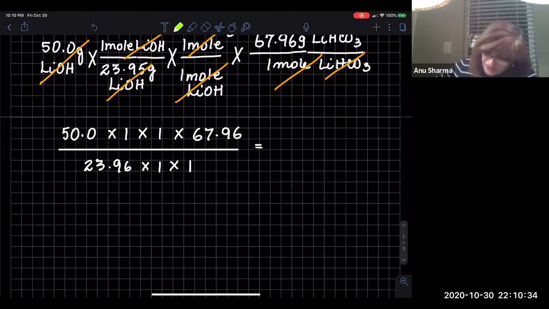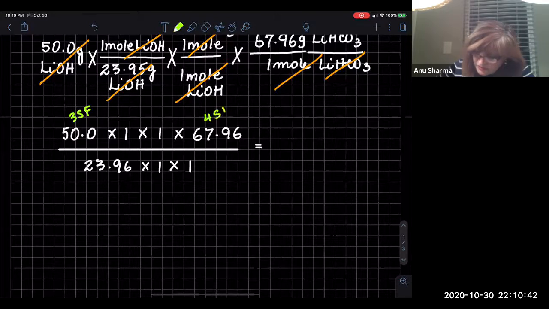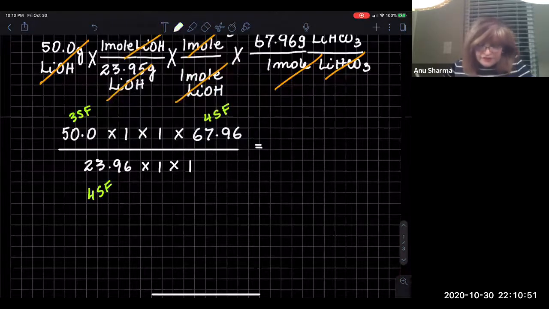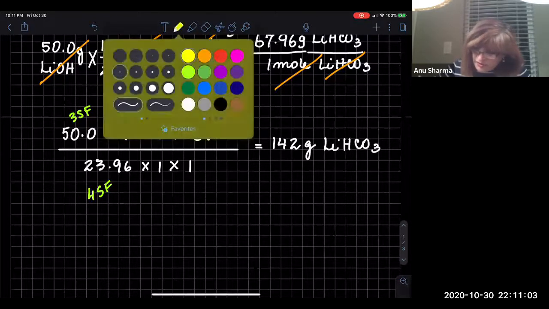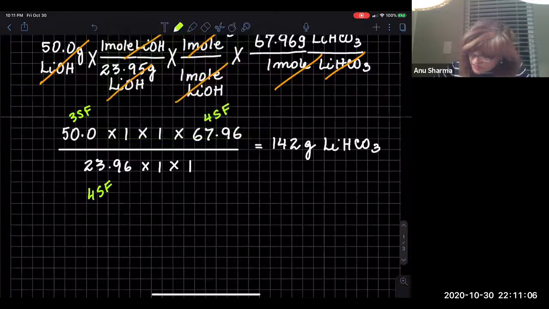So here we have three significant figures, and the ones you ignore. And then here you have four significant figures. And here also you have four significant figures, and then the ones you're ignoring. So your final answer here is going to have only three significant figures, and that comes out to be 142 grams of lithium bicarbonate. So here is your three significant figures. That's one step.